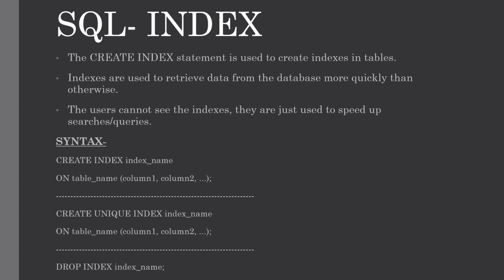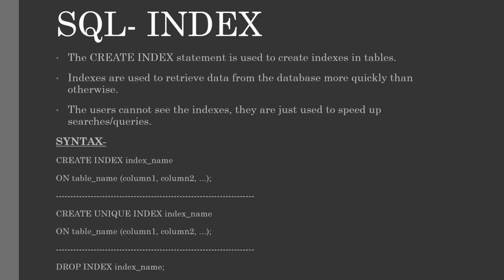It is similar to a book index. When we want to reference all pages in a book that discusses a certain topic, we first refer to the index, which lists all the topics alphabetically, and then refer to one or more specific page numbers. You have to remember one thing here. We cannot see the indexes. They are just to speed up the retrieval process.